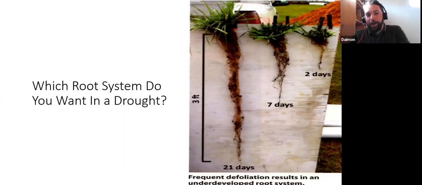Here's a nice demonstration, again with fescue from down south, and we won't necessarily have 3-foot rooting depths all that often here, but this shows a really nice comparison of frequent defoliation. The one on the right was harvested every 2 days, the one in the middle every 7 days, and the one on the left every 21 days. It's a very significant difference in the rooting depth and the root volume that you have there.